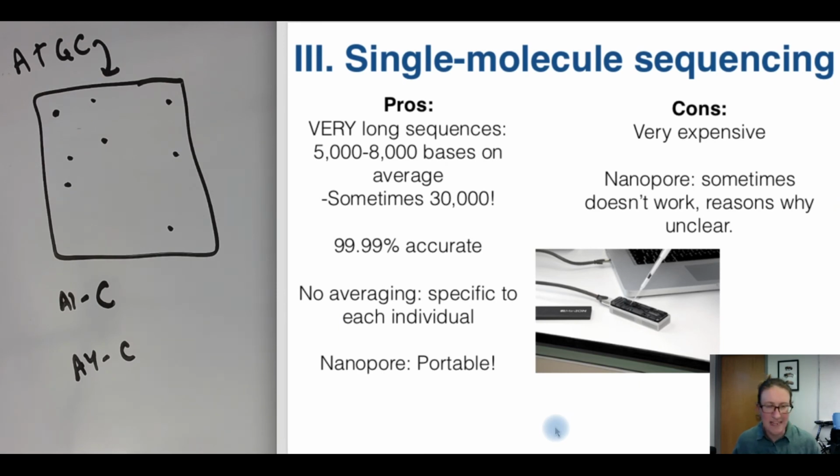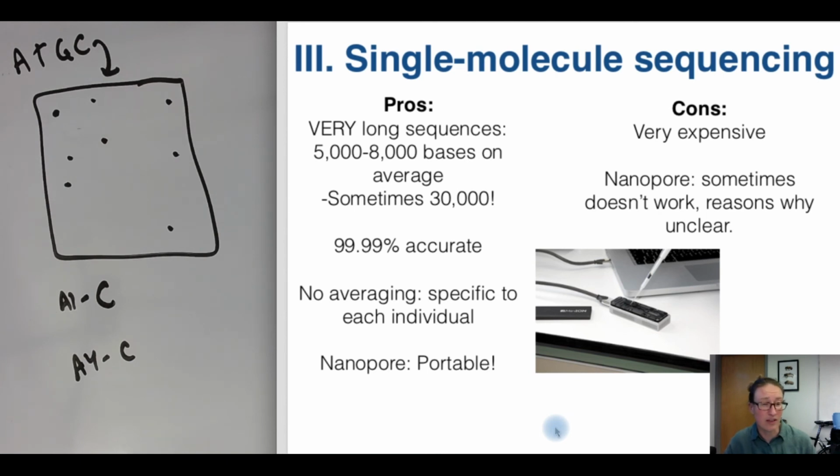These methods also have their pros and cons. An advantage is that you can get very long sequences using single molecule sequencing. Instead of somewhere around 400 to 450 bases, now we're talking about a sequence that's somewhere between 5,000 to 8,000 bases long. In some cases, you can even get sequences that are as long as 30,000 bases. These are also very accurate methods, 99.99% accurate. And because you're working with just single molecules of DNA, you don't have to average across a big pool of DNA, so you can get sequences that are specific to every individual.